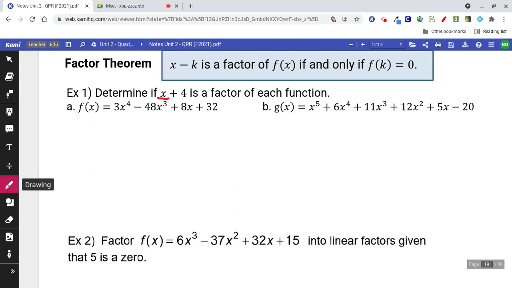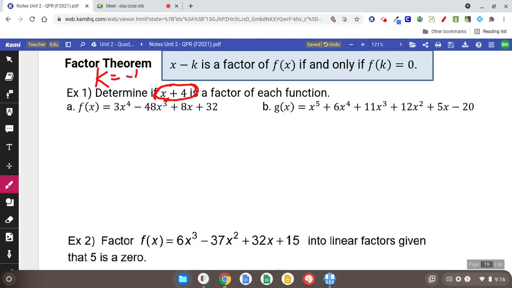Well, x plus 4 is the factor, potentially. So -4 is the 0. We can say k equals -4, if you want. Think about what number makes x plus 4 equal 0. That's -4. So -4 is the number that we want to use. X plus 4 is the factor that they're talking about. Those two things are related. You're constantly going back and forth. So determine if x plus 4 is a factor. We can do that by determining if -4 is a 0.